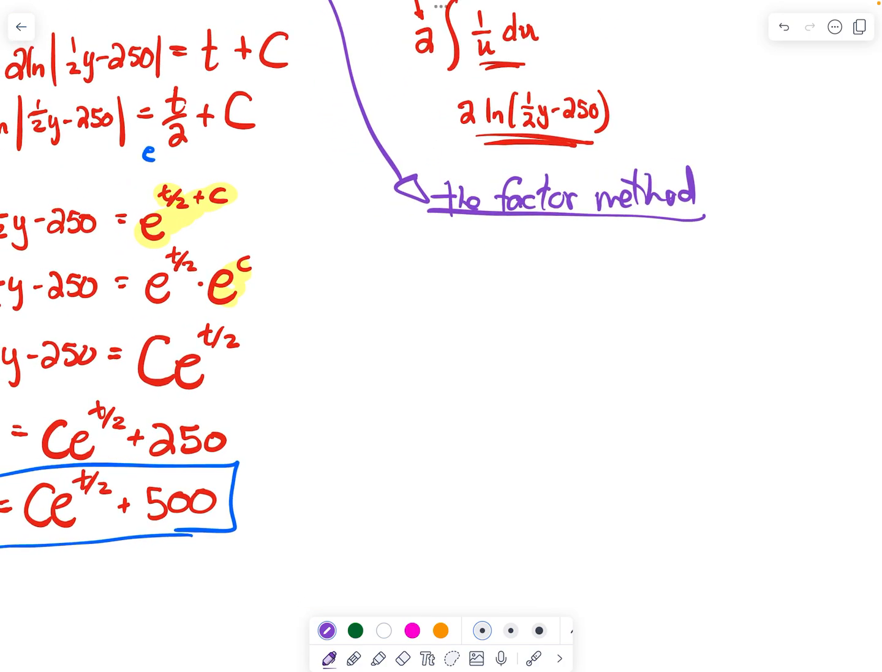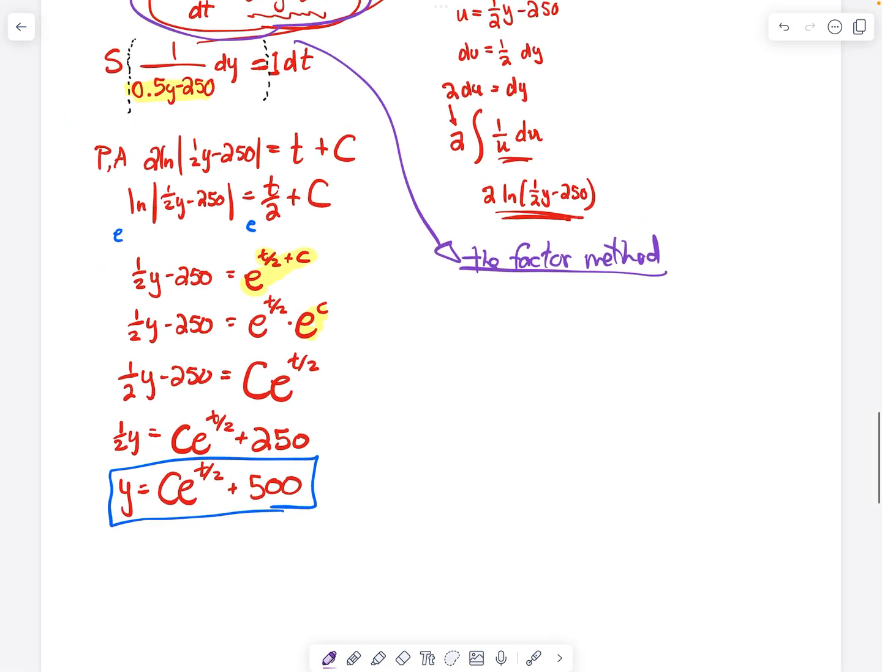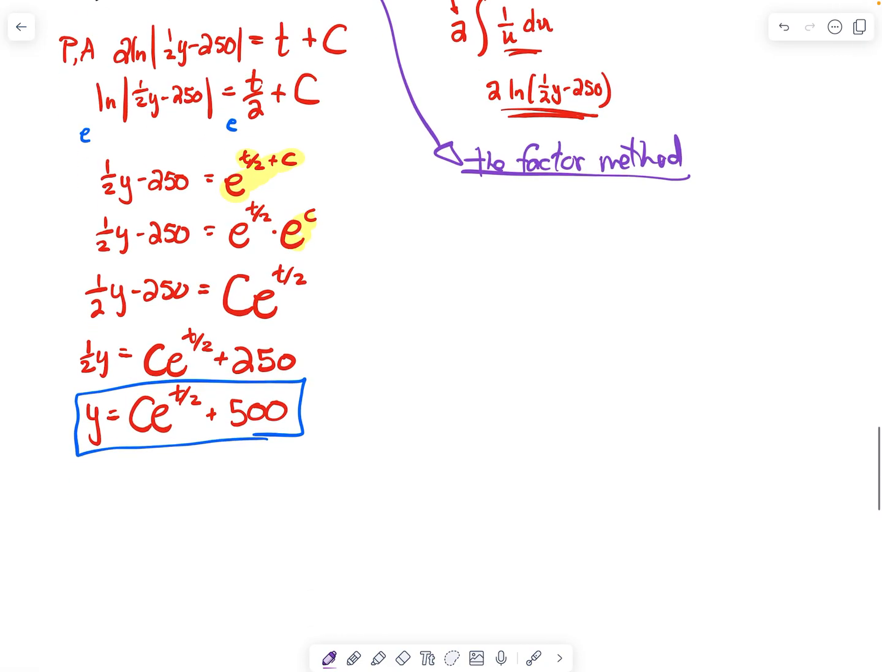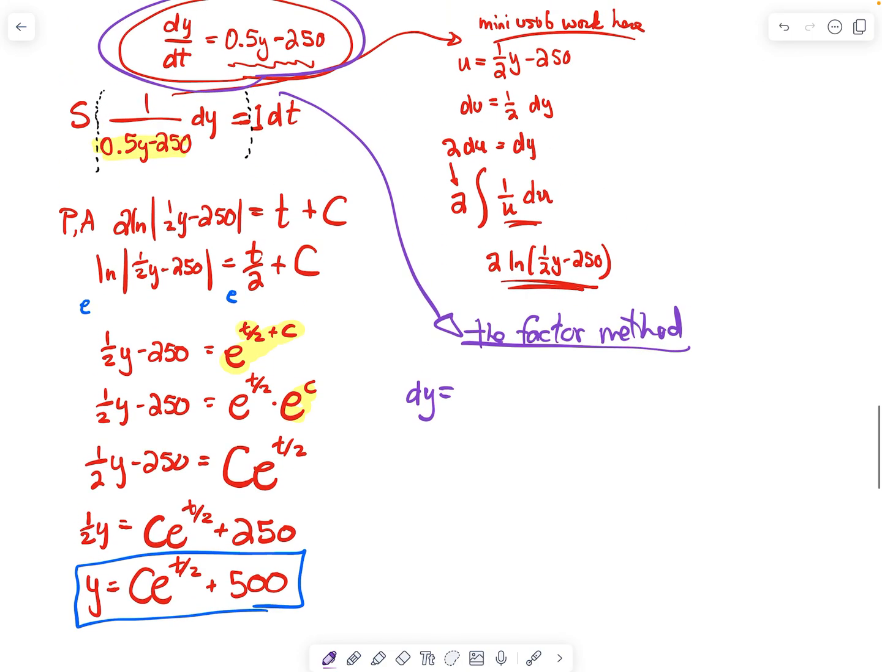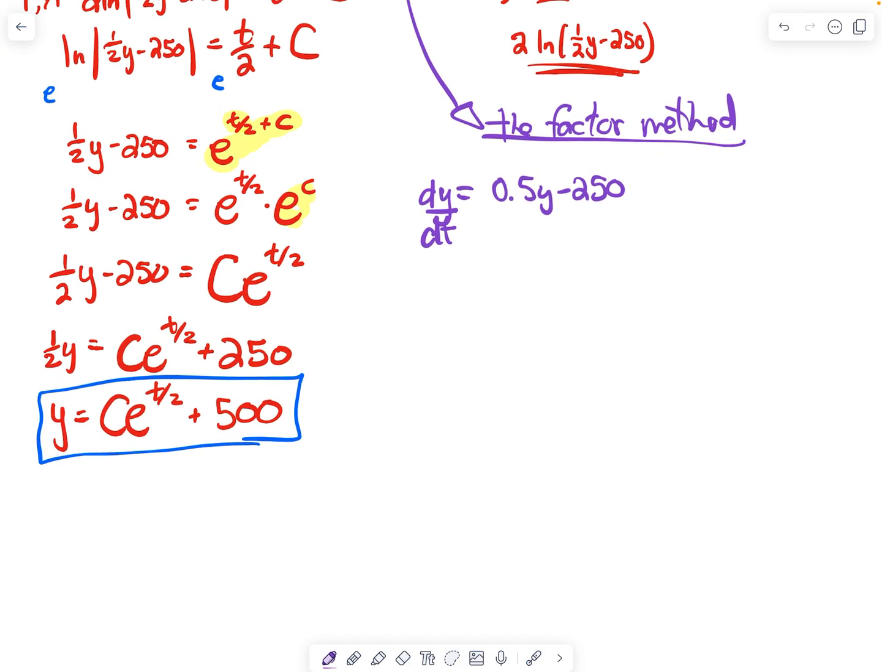Same problem: dy equals 0.5y minus 250 dt. I'll start from scratch there. Let's write this as dy/dt equals, and I'm going to factor out a 0.5. That means I have y minus 250 divided by 1/2, which is 250 times 2, that's 500.